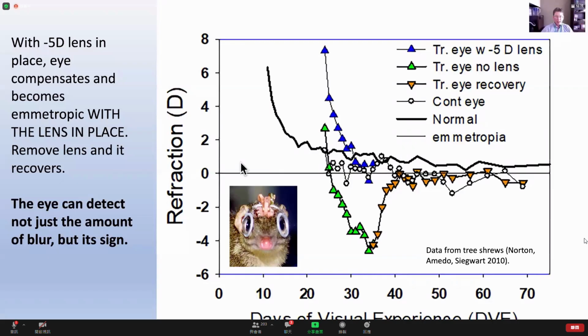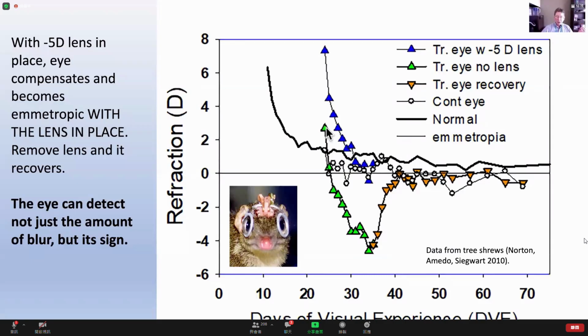This is days of visual experience. They're born with their eyes closed, so we start at day 0 when the eyes are open. Here's the refraction in diopters, hyperopic, myopic. Like children, tree shrews on average, this is tree shrew normal controls, start out on average hyperopic, and then very rapidly over time, they converge on emmetropia from the hyperopic side.